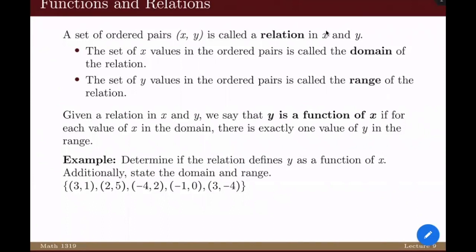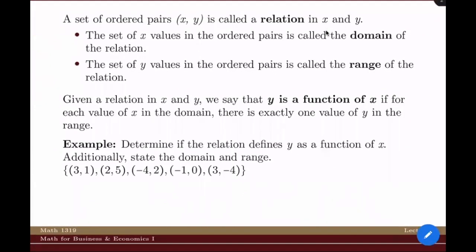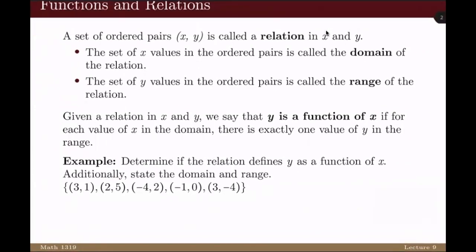Example, determine if the relation defines y as a function of x and state the domain and range. First, I'll state the domain and range. So the domain is going to be all the x values. I'm going to start with the smallest value. That's going to be -4. The next smallest value is going to be -1. And then we have 2. And then we have 3, and it's listed twice, but we only need to write it once.